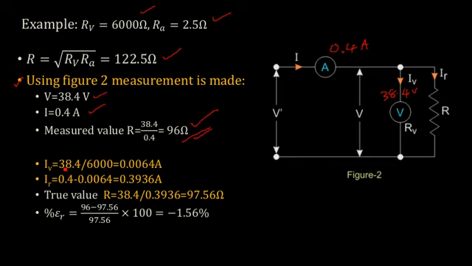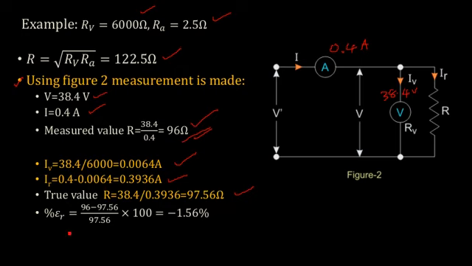Now what is the current that is flowing through the voltmeter? That is 38.4, the voltage across the voltmeter, divided by the voltmeter resistance RV, which gives 0.0064 amperes. And once you get IV, I can find out IR. Since I is given, we know I is equal to 0.4. So once I is known, I can find out IR as 0.4 minus this value, which will be 0.3936. Now the true value is given by the voltage, 38.4 volt across this resistor, divided by IR. So I get the true value as 97.56 ohms.